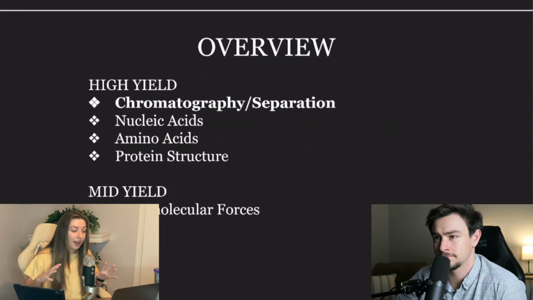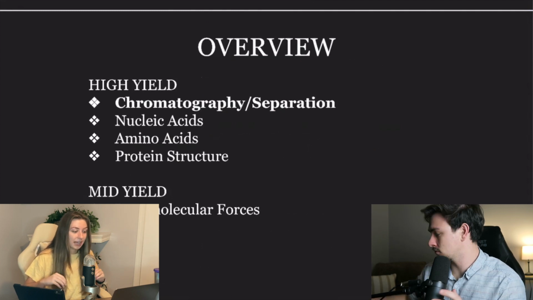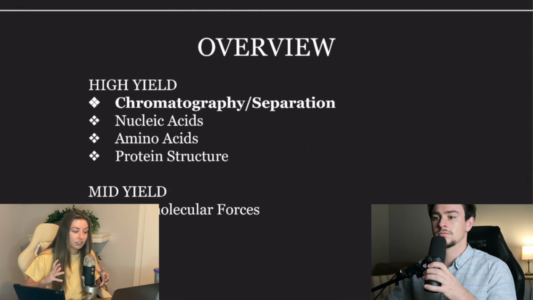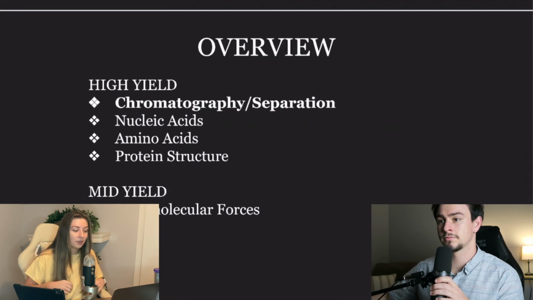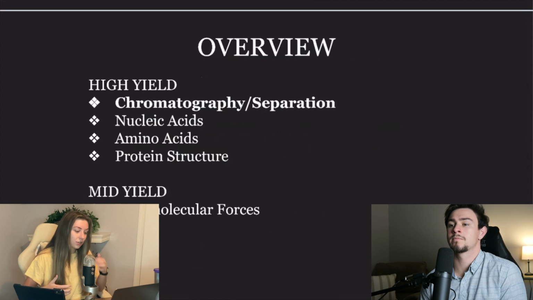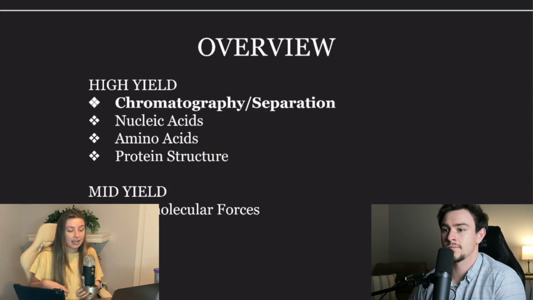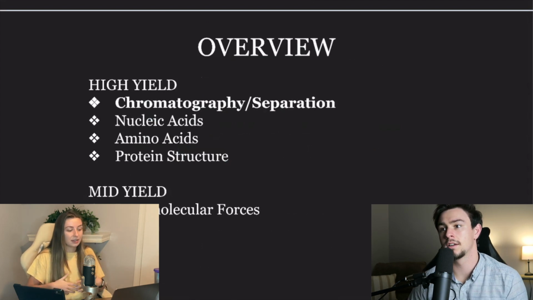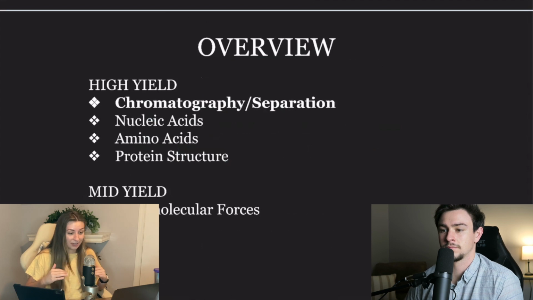If you're in this program, CP6, high yield, what are we covering? There was so much high yield material in this. It was insane. It's chromatography and separation techniques, which is what we're covering today, but it also had nucleic acids, amino acids, protein structure, and even intermolecular forces, which was more of a mid yield thing. But I am not going to go over all of those in the same video.